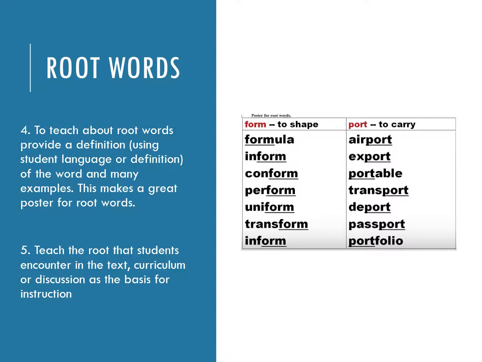And then you can have students make posters out of this that has the root words and all the different examples. And then most importantly, teach the roots that students encounter in the text, curriculum, or discussion as the basis for your instruction. So in other words, use the words that students are reading and learning in your content area classes. You don't want to water it down with younger type words to instruct them. Use the curriculum that you have.